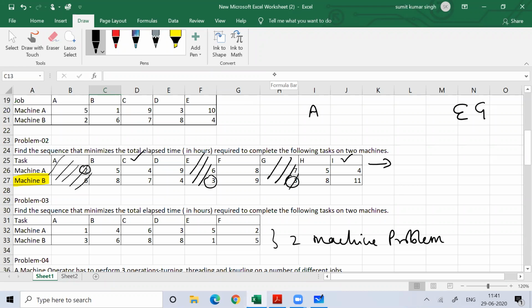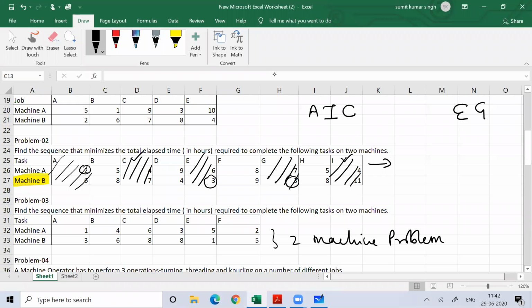For that, you need to see the other value, the value for machine B. So 7 and 11. If you give machine B a chance to choose between 7 and 11 hours, machine B will choose 7 hours, because it will try to reduce the time. That means after A, the work done is I, and after I, the work done will be C. This is the way we do it.